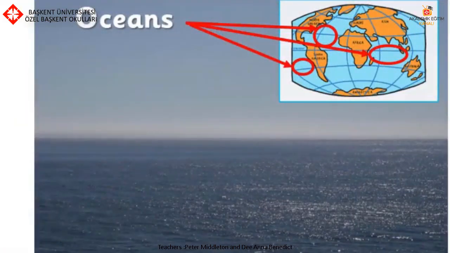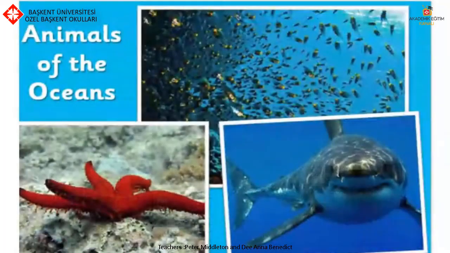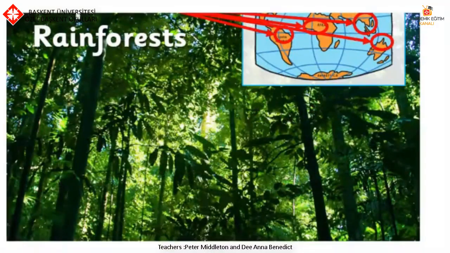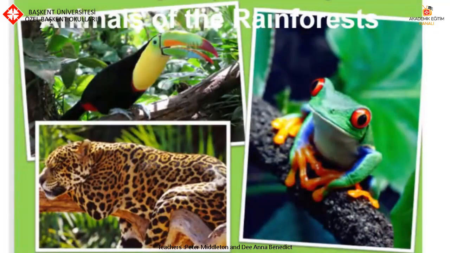This is the ocean. You can find the oceans around the world. And what animals can you find in the ocean? You can find a starfish, shark, and fish in the ocean. Can you think of other animals that are found in the ocean? This is a rainforest. And can you think of animals found in the rainforests? You can find a toucan, a puma, and a frog in the rainforest. What other animals can you find?